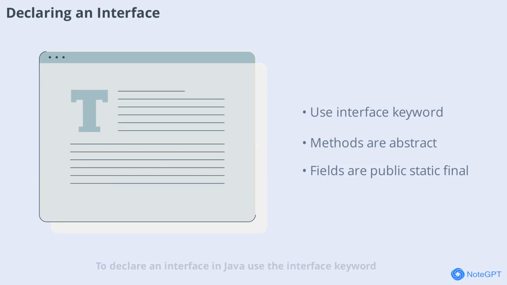To declare an interface in Java, use the interface keyword. All methods in an interface are abstract by default, meaning they have no body. Fields in an interface are public, static, and final by default. Any class that implements an interface must provide concrete implementations for all its methods, ensuring the required behavior is present.